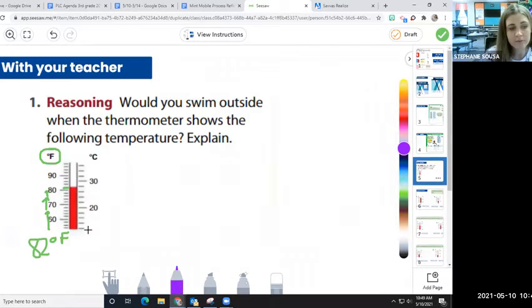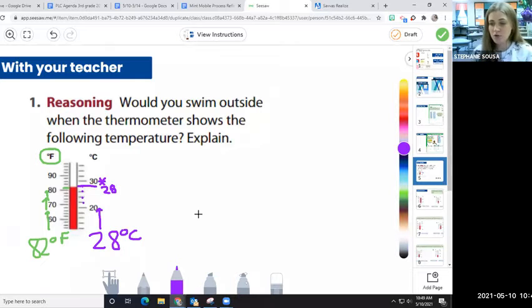Let's take a look here. On the Celsius scale, we've gone up past 20. We haven't got to 30 yet. So let's check and see if it's also a scale of 2. 20, 22, 24, 26, 28, and yep, I landed on 30. So there it is, 28. So 82 degrees Fahrenheit is the same as 28 degrees Celsius. Write that down, please.